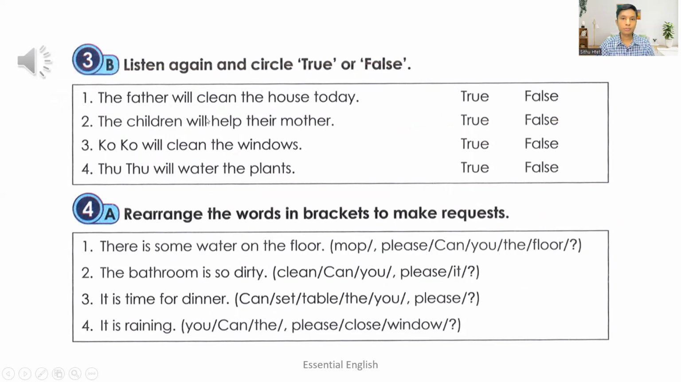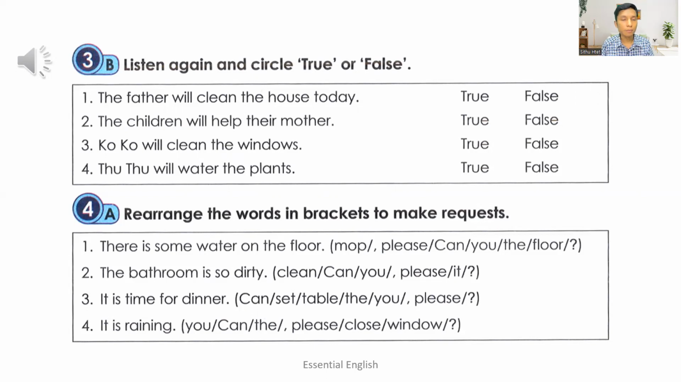Listen and complete the dialogue. Today, I will clean the house. Can you help me, children? Sure, Dad. Yes, we will. Then, can you clean the windows, Ko? Yes, Dad. Thu, can you do the dishes? I will clean the bathroom. I will, Dad. Hey, can you come and water the plants, Thu? I'm sorry, Mum. I'm doing the dishes now.